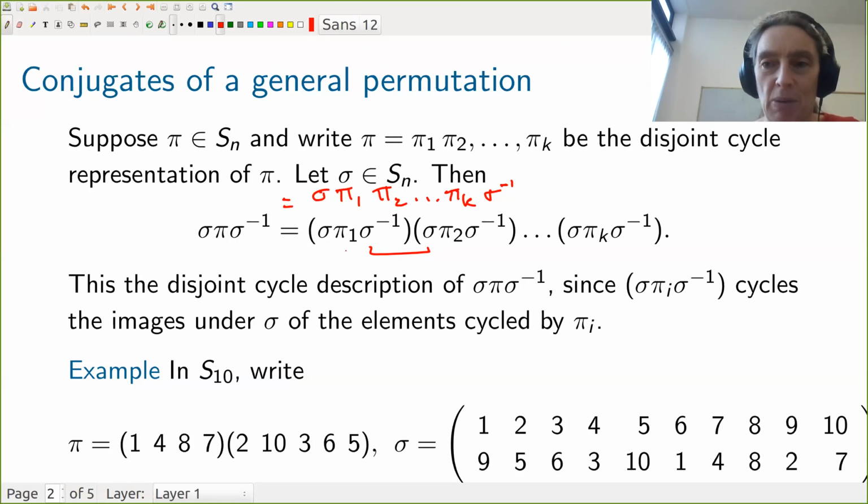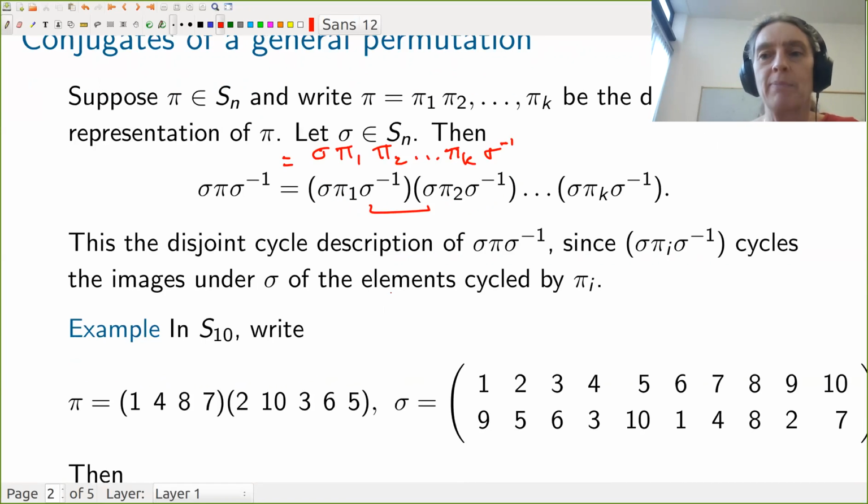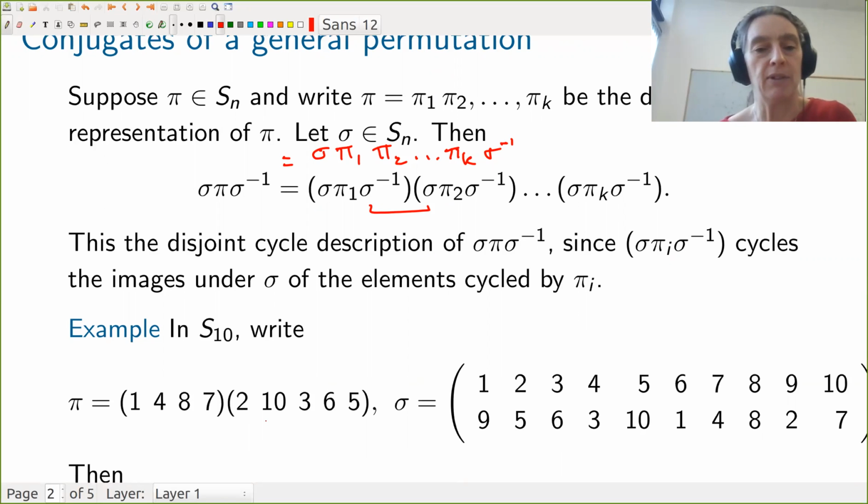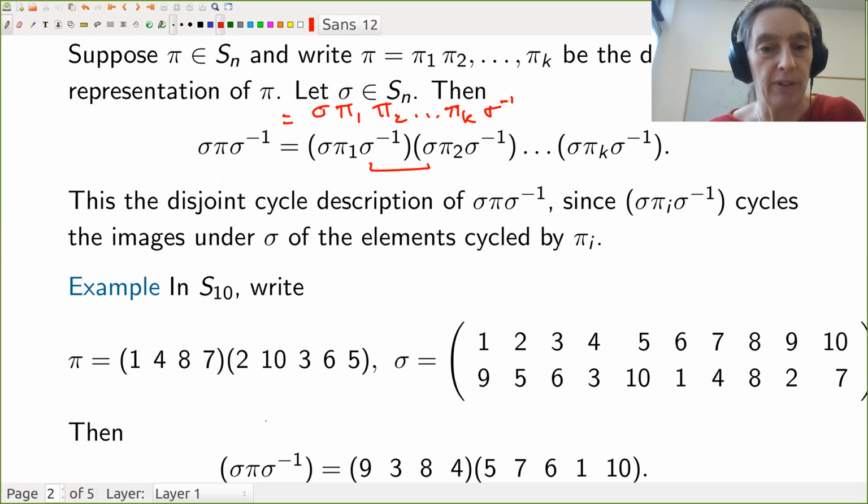So to see how this works for a particular example, let's drop all these pi i's and give ourselves a specific example. So here's a permutation pi in S10, which has a 4 cycle and a 5 cycle and a fixed point. The fixed point of pi is 9, I think. It's the one that doesn't appear in the description here. And here's a permutation sigma in S10 again. Okay, so sigma is supposed to be a sort of generic representative example of an element of S10 here. And pi is this particular element that has this particular cycle structure. It has a 1 cycle, a 4 cycle, and a 5 cycle.